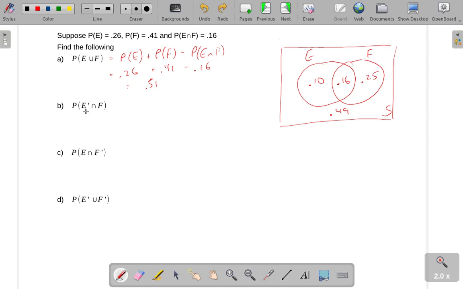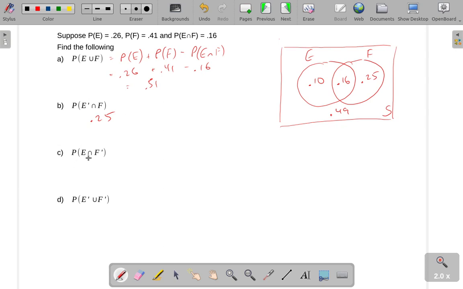So if I wanted to find the probability of E complement intersect F, let me think about which areas are E complement. It's everything outside of E. It's all of this stuff. That's E complement. But I also want it to be inside F, so scratch out any areas that are not also inside F. We're left with this crescent moon shaped region right there. And you can see that that area is 0.25.